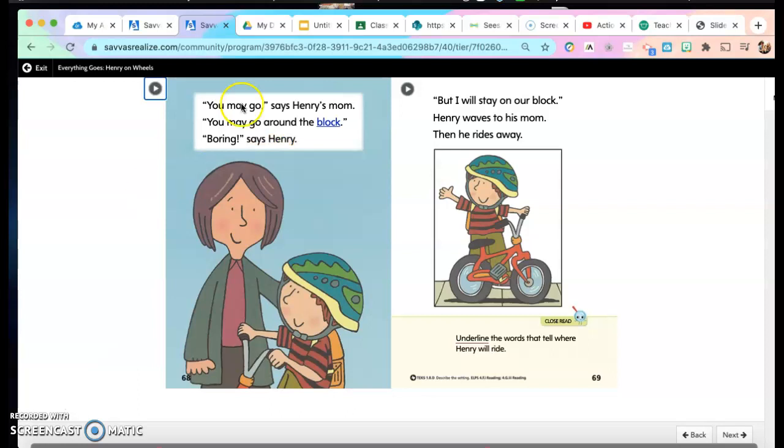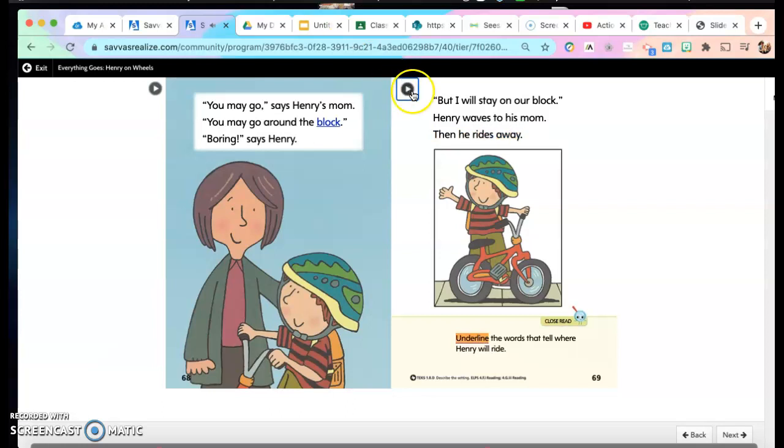So Henry's mom says he can go around the block. Remember, we talked about that word block. And what does that mean? Right? It's like the block around your neighborhood. "But I will stay on our block." Henry waves to his mom. Then he rides away.